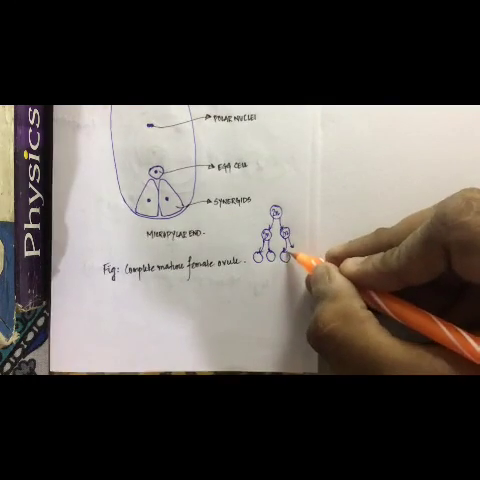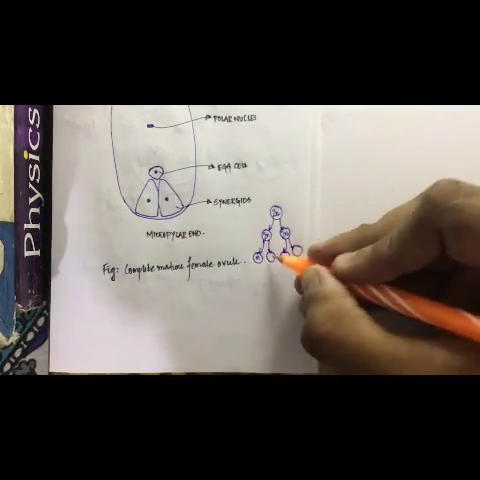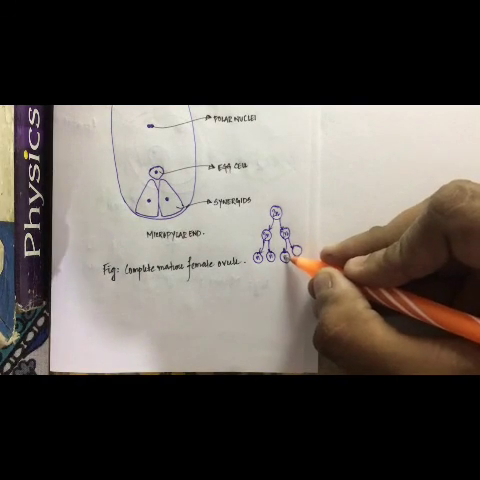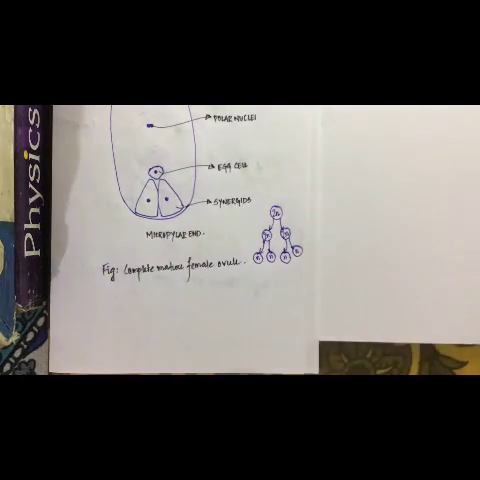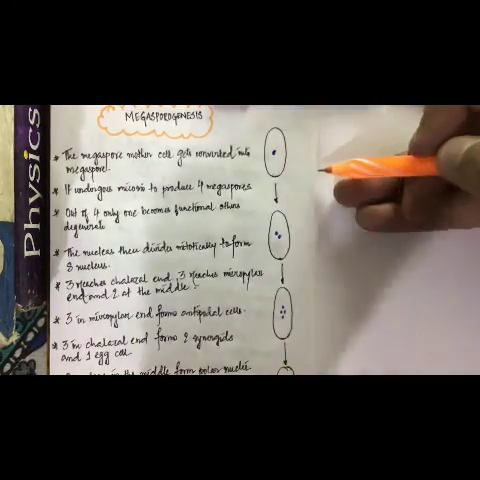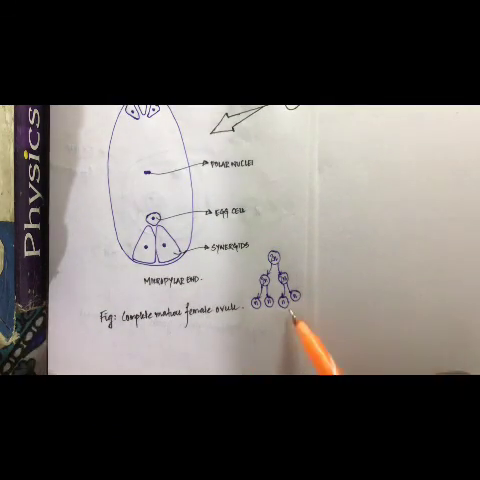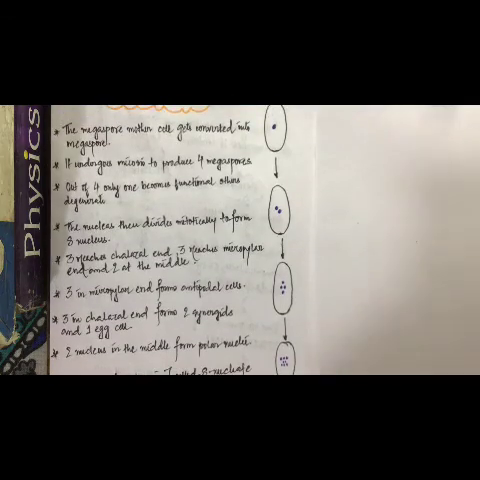So ultimately, how many cells do we have? We have 4 cells, and each of these cells contains n number of chromosomes. Each of these cells contains how many chromosomes? N number of chromosomes. That means they are what? Haploid. So the cell that you can see here is any one of these 4 haploid cells. So this is what is written here.